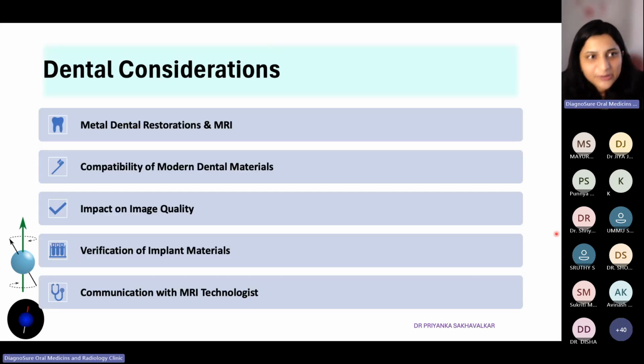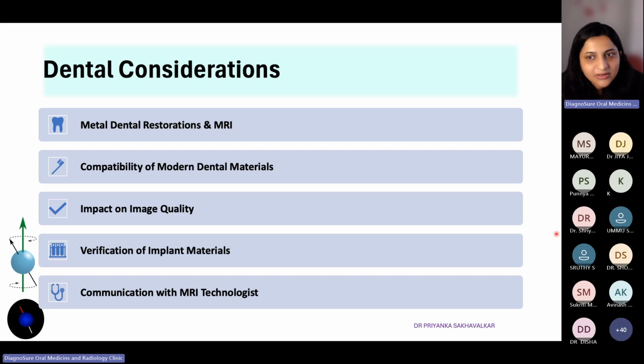Now many people ask about the dental consideration. In general, metal dental restorations and implants do not need to be removed before an MRI scan. The most modern dental materials are compatible with an MRI, and their presence usually does not interfere with the imaging process. So it is not important to remove them. It is not necessary to remove them. However, it's important to consider a few points which I will be mentioning.